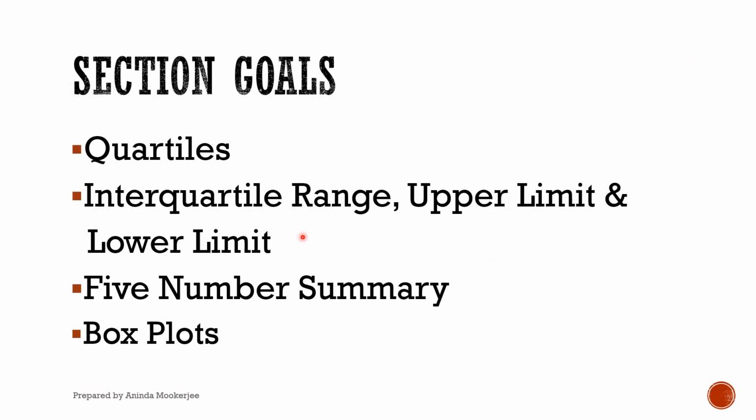The variations related to the median are quartiles, interquartile range, upper limit and lower limit. These are some classifications around the quartiles. And then we'll talk about the 5-number summary and then a graphical representation of the variations, which is called box plots.